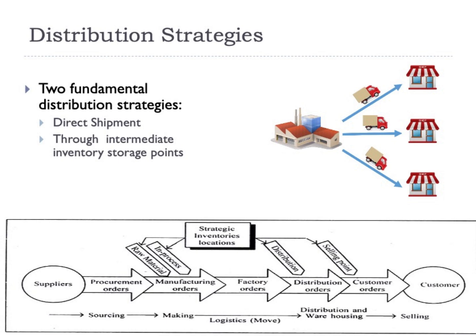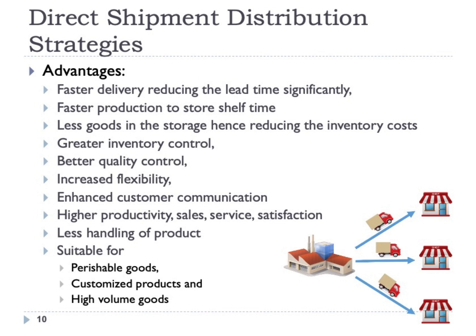The first one is direct shipment, which means movement of the goods directly from the supplier or manufacturer to the retail stores or end customer. And another is having warehouse or distribution center, which are called intermediate inventory storage points. Let's discuss these two, one by one.